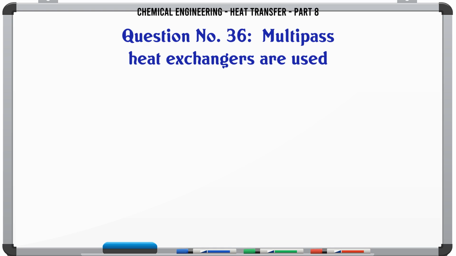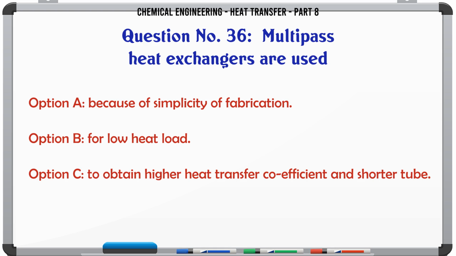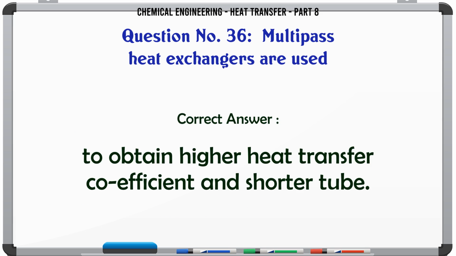Multipass heat exchangers are used: A. because of simplicity of fabrication, B. for low heat load, C. to obtain higher heat transfer coefficient and shorter tube, D. to reduce the pressure drop. The correct answer is to obtain higher heat transfer coefficient and shorter tube.